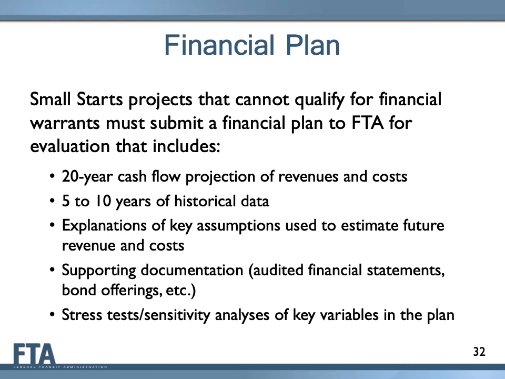Lastly, project sponsors perform stress tests and sensitivity analyses of key variables in their financial plan and submit the results of such tests to FTA to demonstrate their ability to cover unanticipated cost overruns or funding shortfalls. For more details on the specific requirements of the financial plan, project sponsors should use the Guidance for Transit Financial Plans and CIG Reporting Instructions, both found on FTA's website.